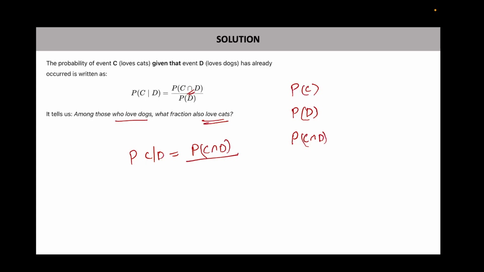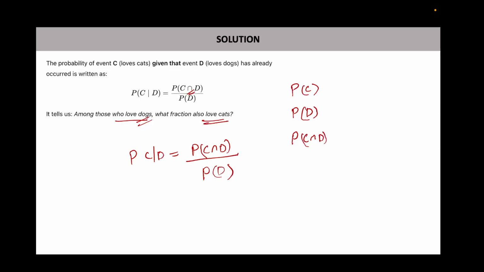Given that, any time these kinds of questions are asked, if the question says given that, or some situation is already given, then that value will come in the denominator. Here it is said given that people love dogs, so your probability of dogs will come in the denominator. Now you simply need to put the values.